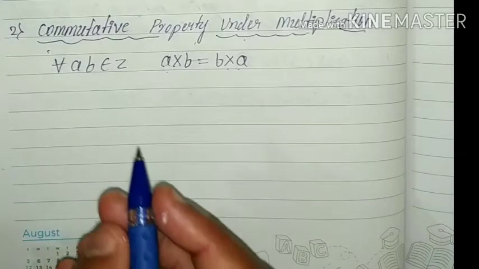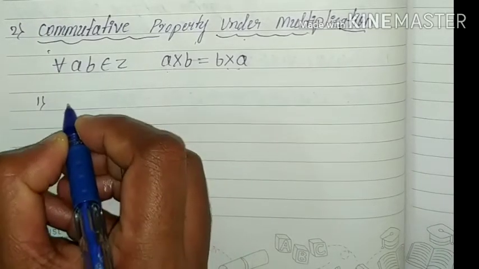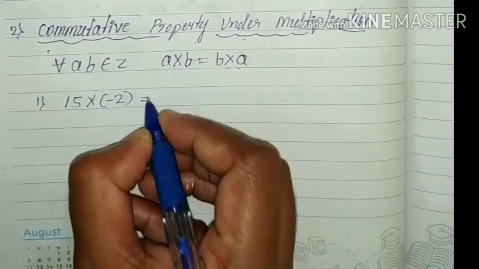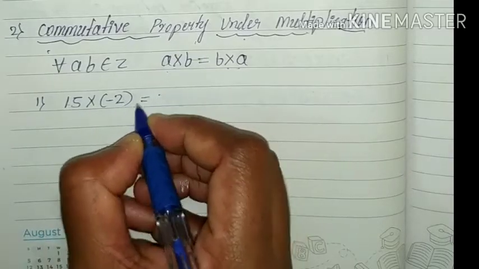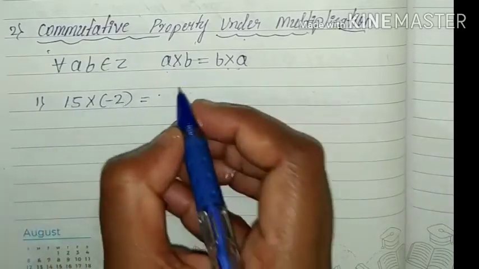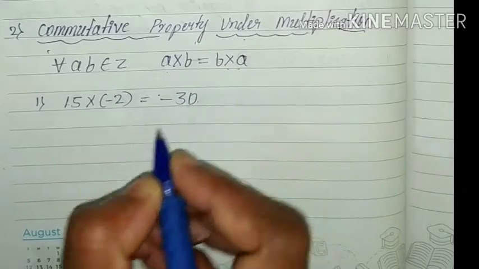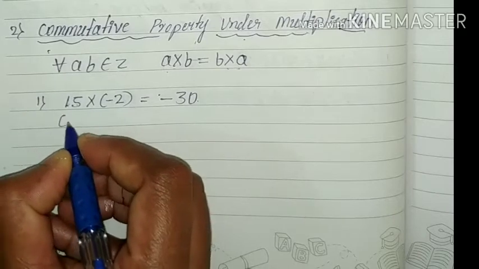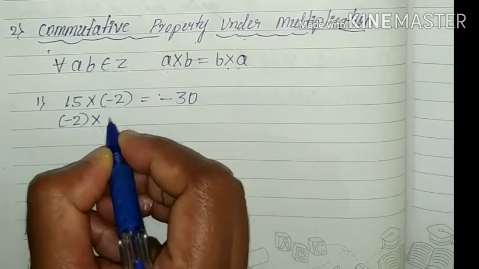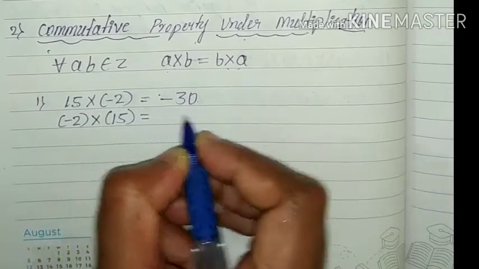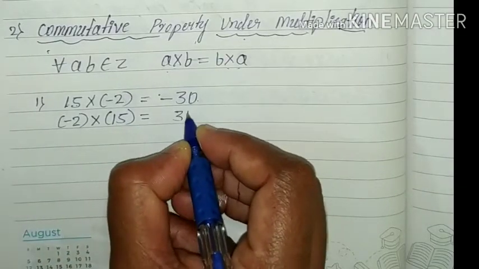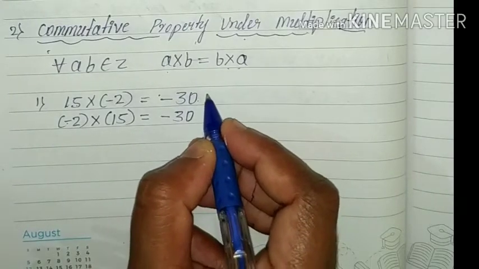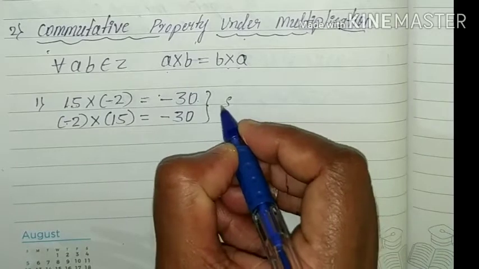So let's solve some problems. 15 into minus 2. What? 15 2s are 30 and minus is there, plus minus is minus. Then in any order means what? I will write 15 first here. Now I will write minus 2 first. Minus 2 into 15. 2 15s are 30 itself, and minus plus minus. Both are what? Same, right? The both results are same.